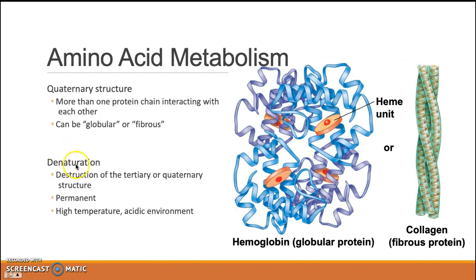Denaturation is the destruction of the tertiary or quaternary structure of a protein, and that destruction is permanent. Things that can cause that are high temperatures or an acidic environment. And for our discussion, the acidic environment is going to be very important.